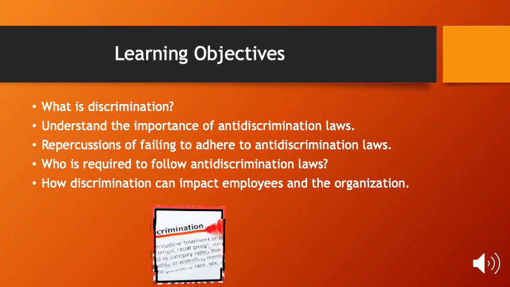Every training should have learning objectives to determine what successful transfer of training looks like. The learning objectives for this course will be to identify what discrimination is, understand the importance of anti-discrimination laws, the repercussions for failing to adhere to anti-discrimination laws, who is required to follow anti-discrimination laws, and how discrimination can impact employees and an organization as a whole.